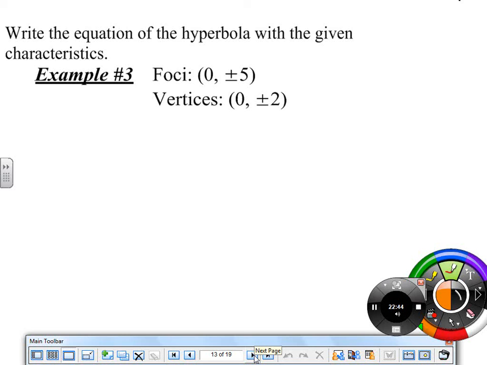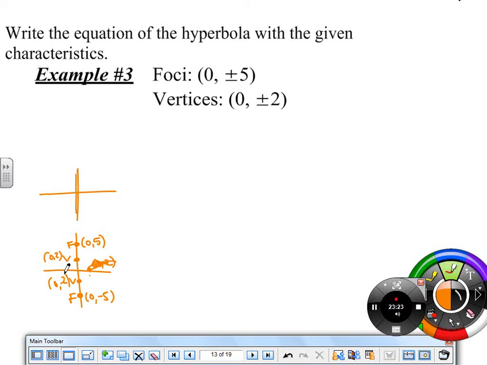Okay, so we're going to write an equation of a hyperbola, and they tell us the foci and the vertices. So let's think about what this means. Foci at 0, plus or minus 5. So that means there's a focus here at 0, 5. There's a focus here at 0, -5. And there's a vertex here at 0, 2, and a vertex here at 0, -2.